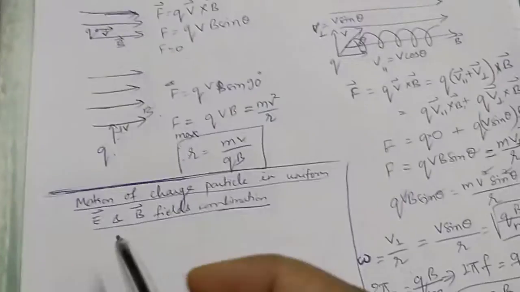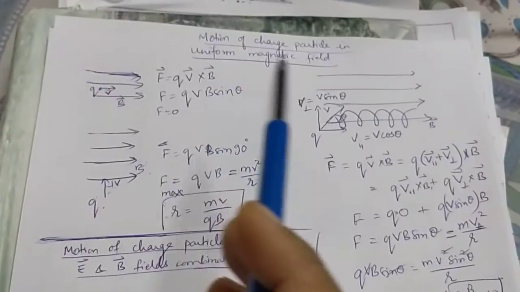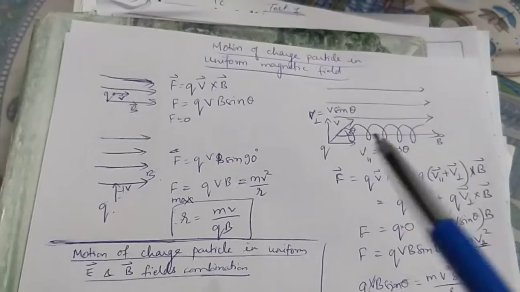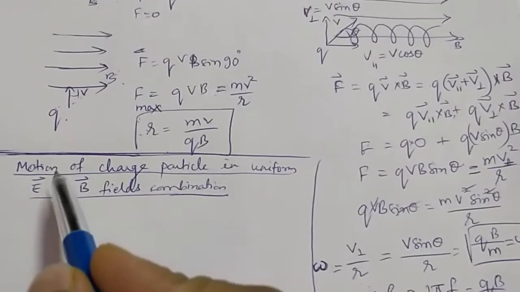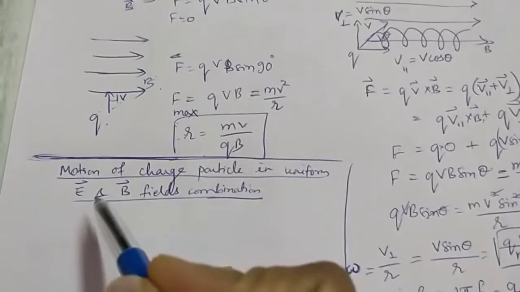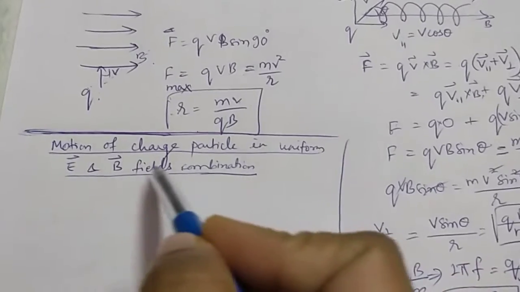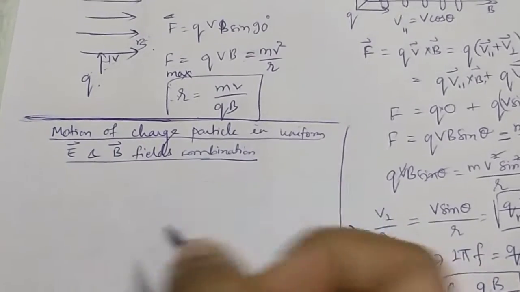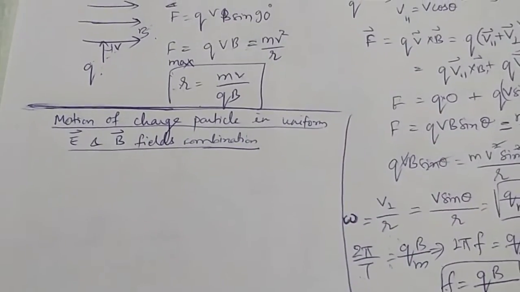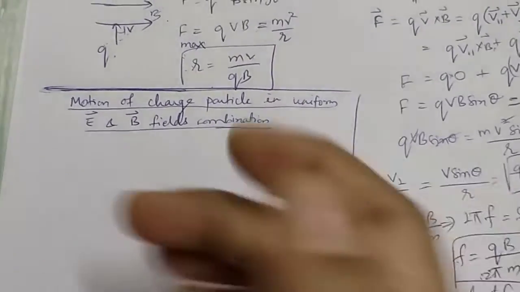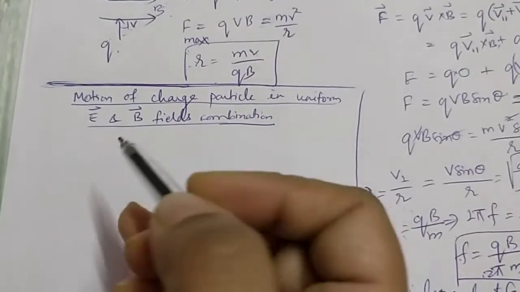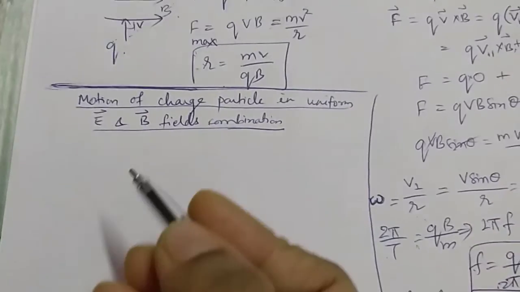Now you have already done motion of charged particle in uniform magnetic field and uniform electric field. Now this topic is motion of charged particle in uniform electric and magnetic field combination. So you have both electric and magnetic field. Now how the charged particle will move depends on the way electric and magnetic field are placed, and how the charged particle enters this region.